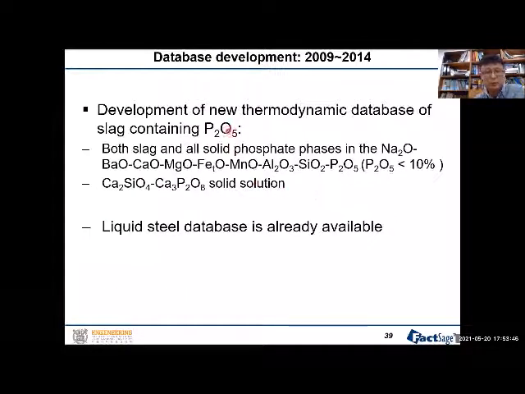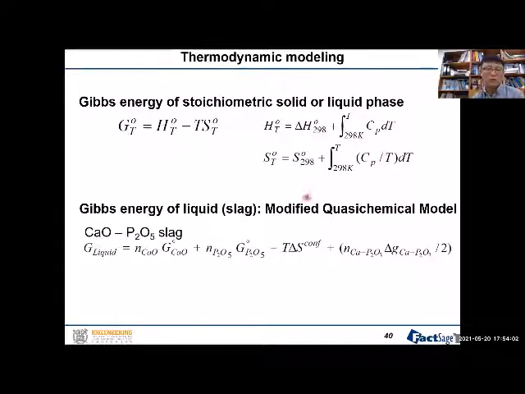So that's the idea. We try to make a P2O5-containing thermodynamic database, especially for the oxide system, covering all these kinds of species, okay? And for liquid steel, luckily, we already had the database at the time. So for each binary oxide system, CaO and P2O5, for example, we defined the new Gibbs energy for all the stoichiometric solid phases and liquid phase by using a simple equation like this. And also we defined the interaction of the CaO and P2O5 in the slag by using this kind of Gibbs energy.